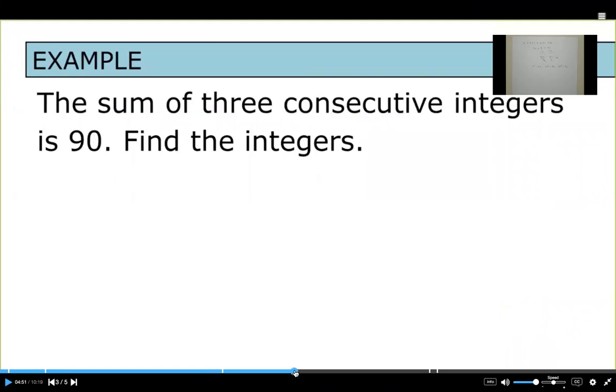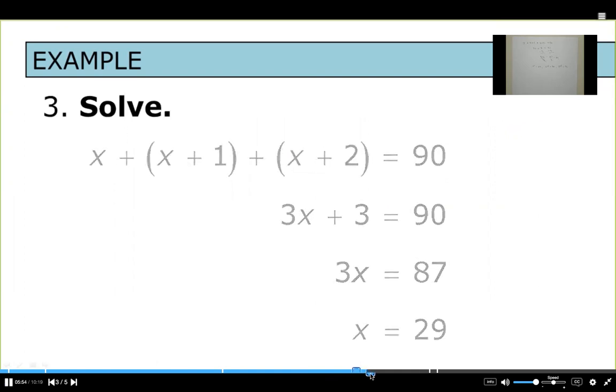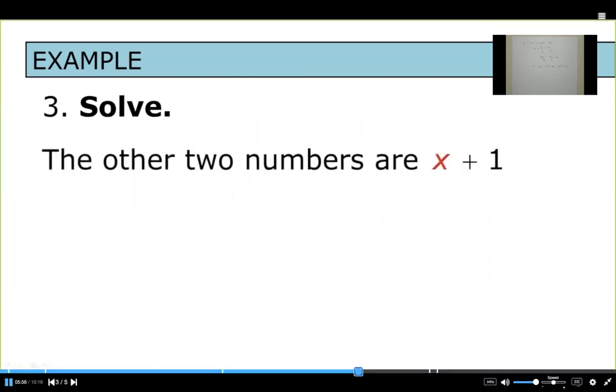Okay. All right, so let's kind of blast through this. See what they do here. We'll hit play right there. Like terms on the left side. And this gives us 3x. And sure enough, x is 29. If x equals 29, the other two. Okay, so we got it right. 29, 30, and 31. So let's go ahead and go to the next objective here.